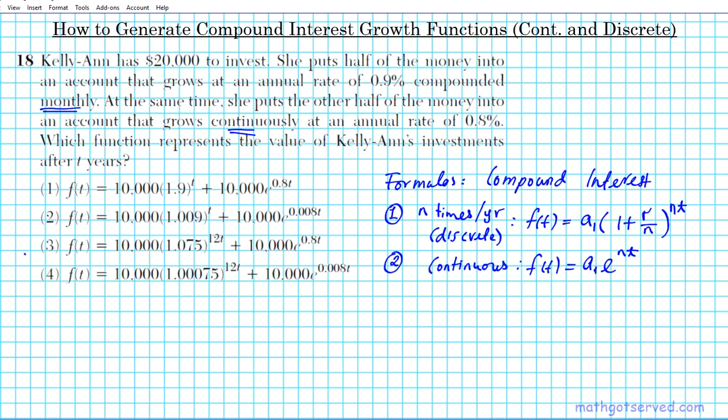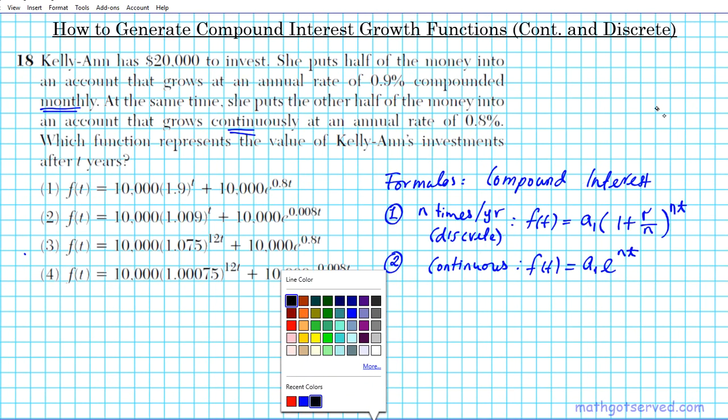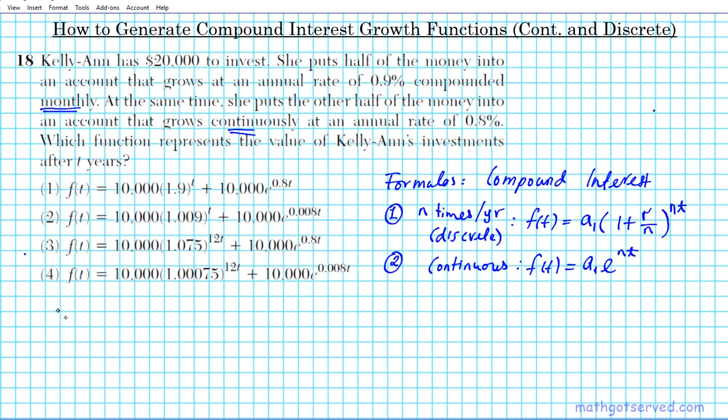In Kelly Ann's scenario, we are looking at a combination. She's using the best of both worlds. She's using the discrete and the continuous. So her function, f of t, is going to be a combination of both. It's going to be a1 times 1 plus r over n raised to the nt. This is the one that is compounded monthly at 0.9%, plus the other one is going to be a1 e to the nt.